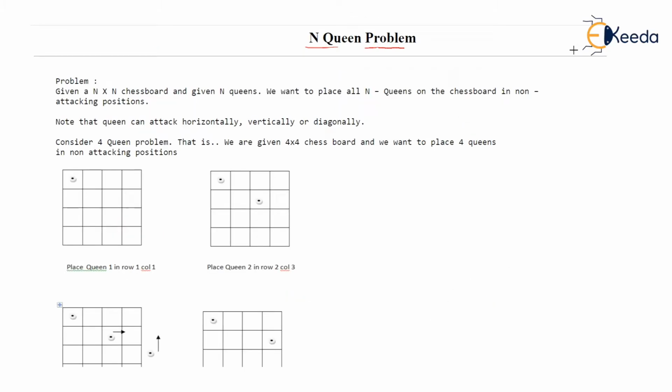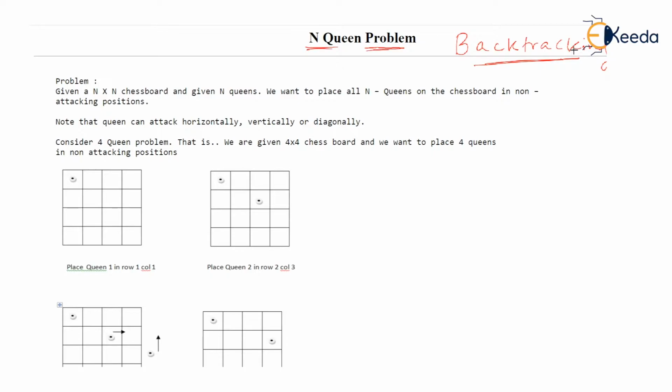We are learning a set of algorithms which are called backtracking algorithms. Now the best way to understand what we mean by backtracking is by seeing a problem called the N-Queen problem.